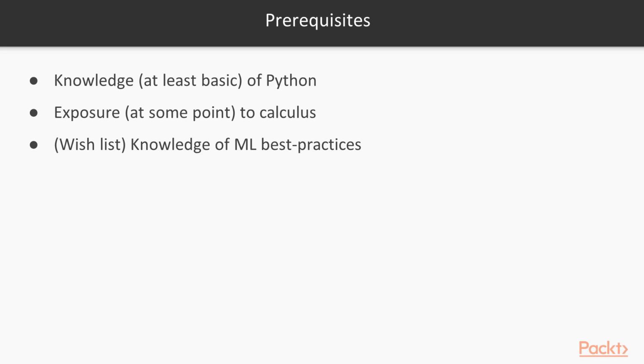A wish list item for the best experience is that you already know some best practices in machine learning, such as data splitting and cross-validation. And while these are not necessary to understand, they're terms that we'll use, and the scope of this course is not applied machine learning, but the implementation details. So really, the understanding will only augment your experience with the examples, but beyond that, it's not necessary.